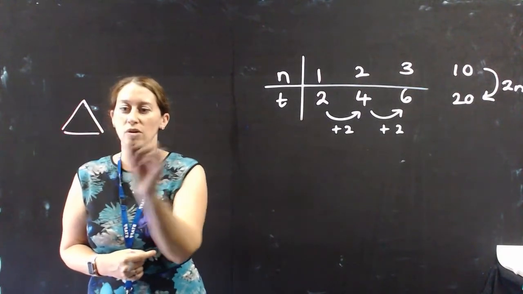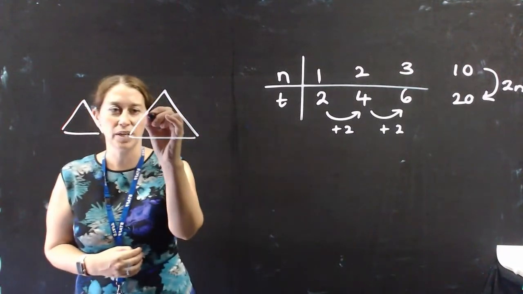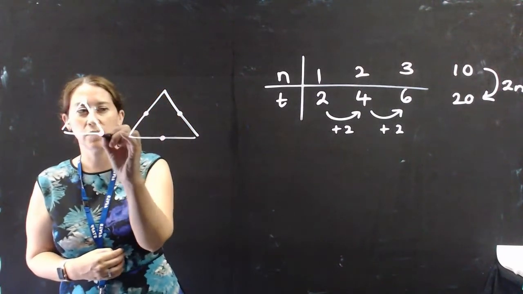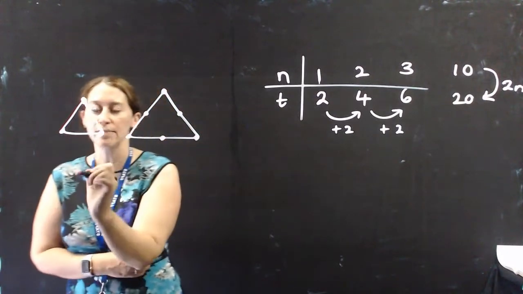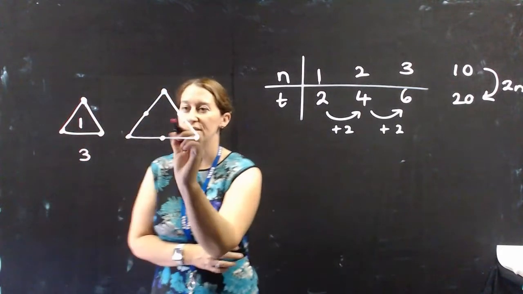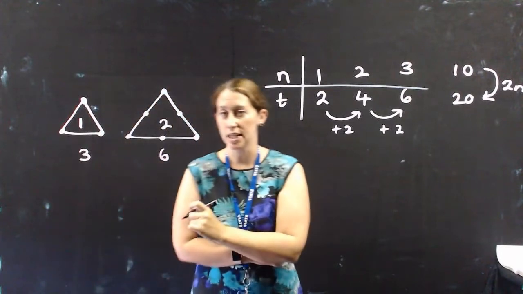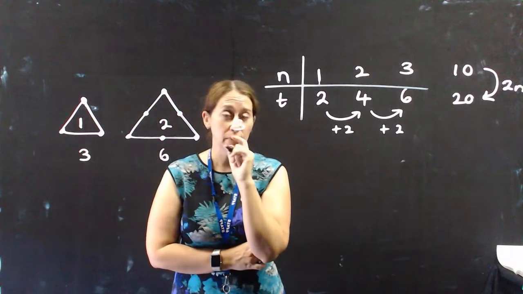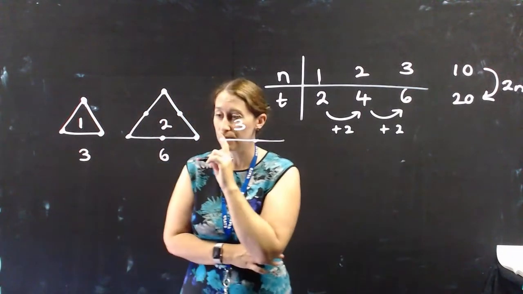I'm going to draw some triangles. Now obviously you don't know much about these triangles, but let's imagine they're made of matchsticks. So you've got matchsticks making up these triangles. The first triangle has 3 matchsticks. The second triangle has 6 matchsticks making it, and the third triangle will then have 9 matchsticks, as it goes 3 matchsticks along and so on.